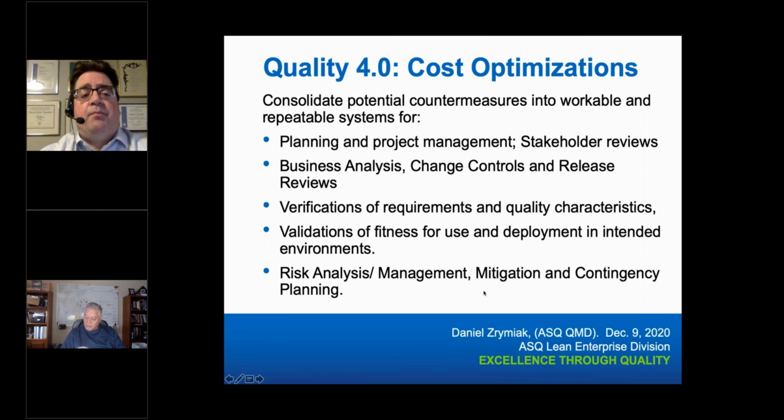And by having a broad scope of countermeasures, rather than doing it one by one, this is a good chance to revisit this and operate it in a systematic way, whether you have it as a management system or as a series of lean programs. The countermeasures can start at the planning and project management, so with the stakeholders, going back to the phases of business analysis and then change controls, verifying the traceability between requirements and quality characteristics, and validating the intended environments.